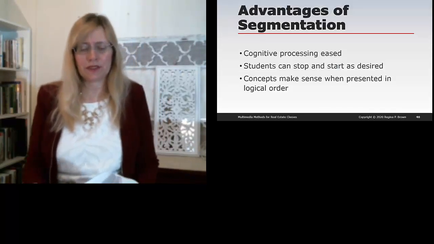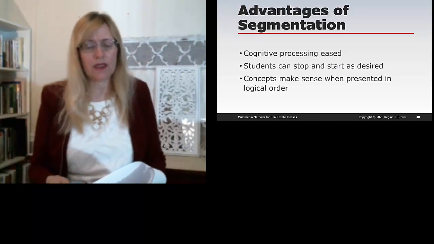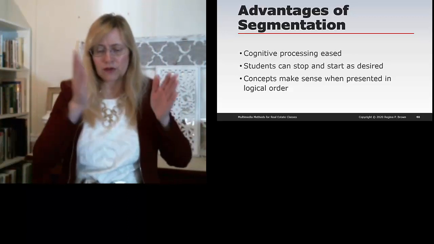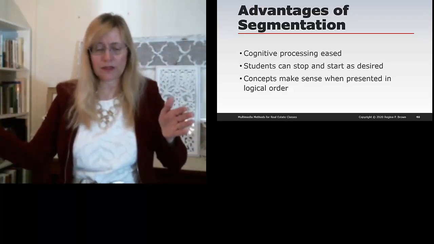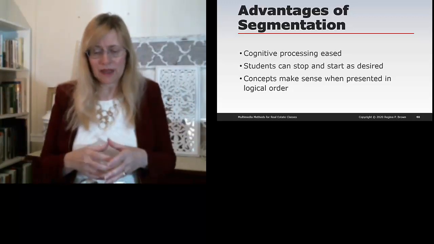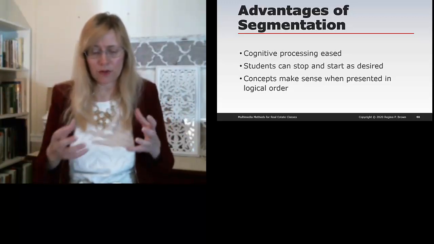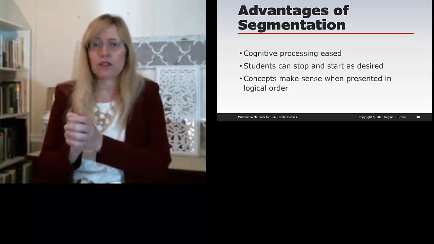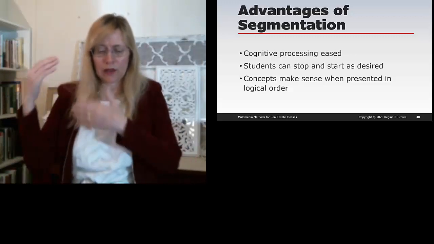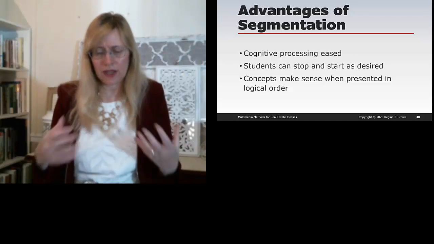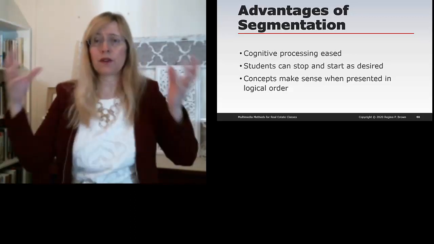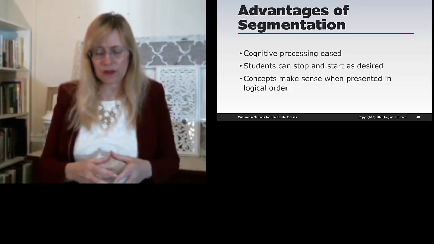What are the advantages of segmentation? Because segmentation divides an extensive course into short modules or lessons, the student's cognitive processing load is eased. Concepts make sense when grouped and presented in a logical arrangement. For students whose minds think logically, the segmentation helps them develop each part and mentally piece together the whole thing.